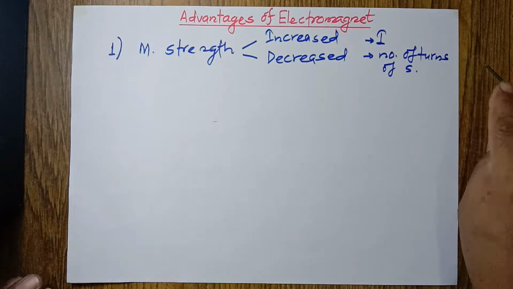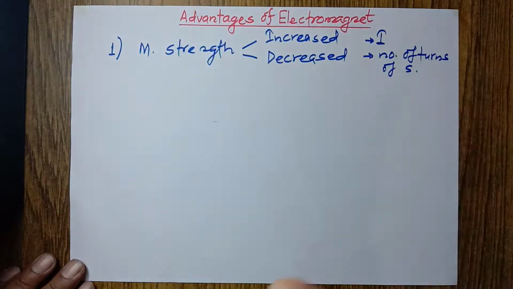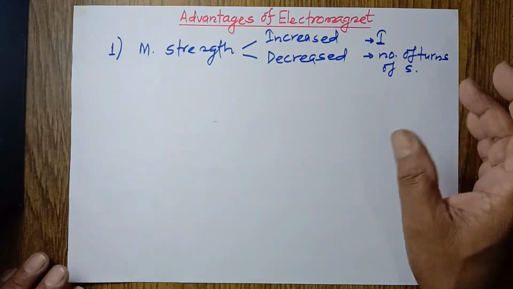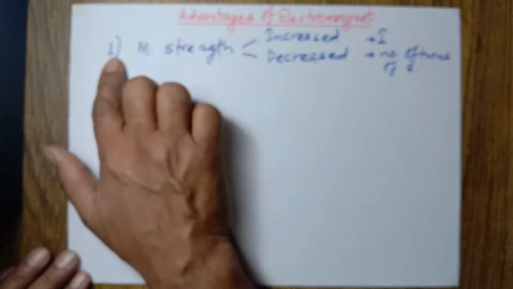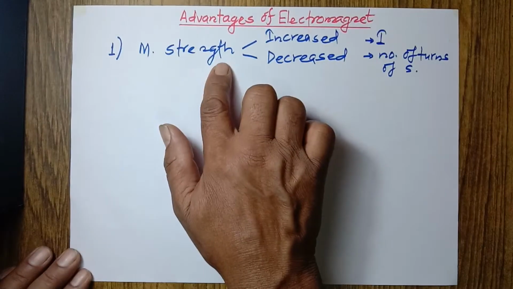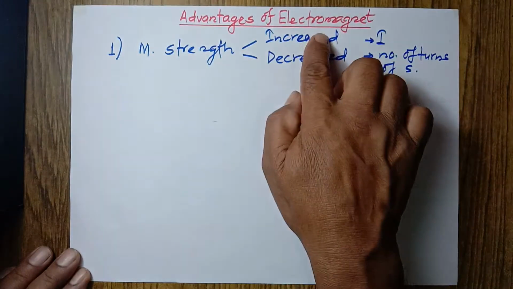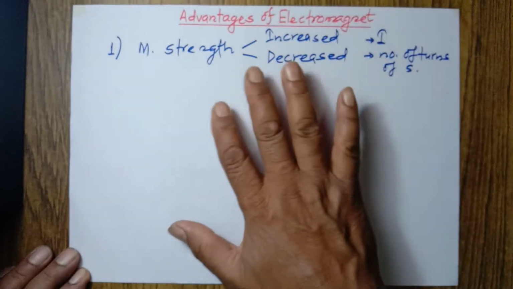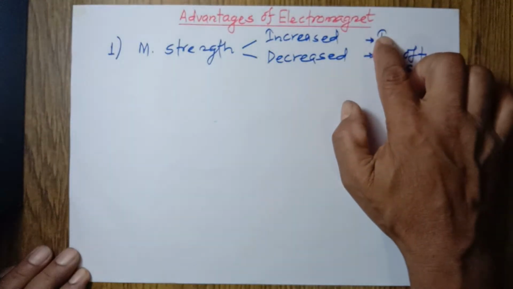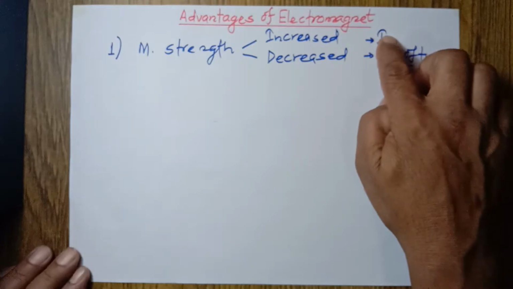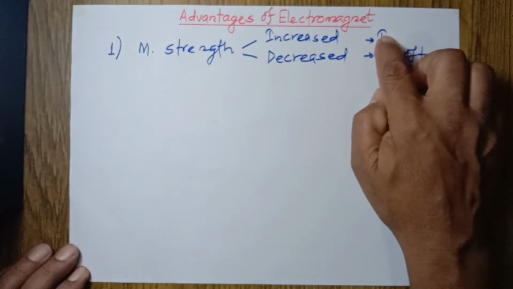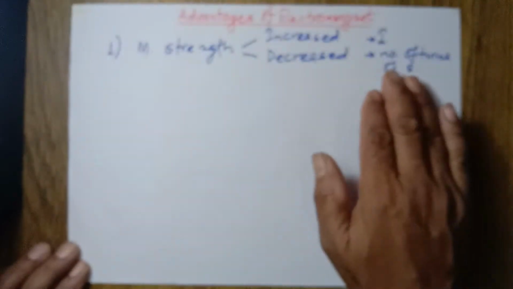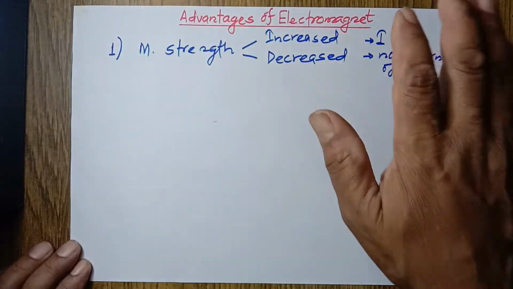Okay, today we are talking about the advantages of electromagnet. There are four major advantages of electromagnet, and the first of them is what? Magnetic strength of electromagnet can be increased or decreased according to the requirement. By increasing the current in the circuit, we can increase the magnetic strength of that electromagnet, or we can increase the number of turns of the solenoid to increase the strength of electromagnet.